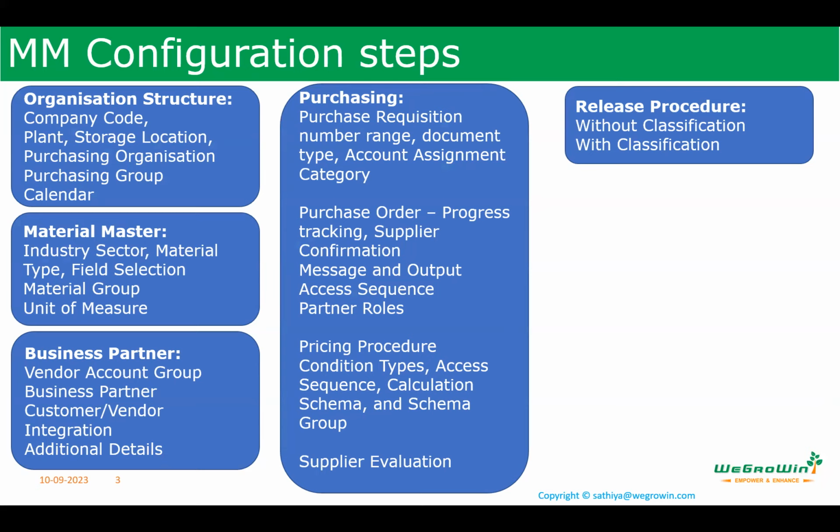First, we have to have the configuration of organization structure: company code, plant, storage location, purchasing organization, purchasing group, calendar. Then we have material master. Then business partner. And then purchasing related parameters. And then release procedure. These are the major configurations under materials management.